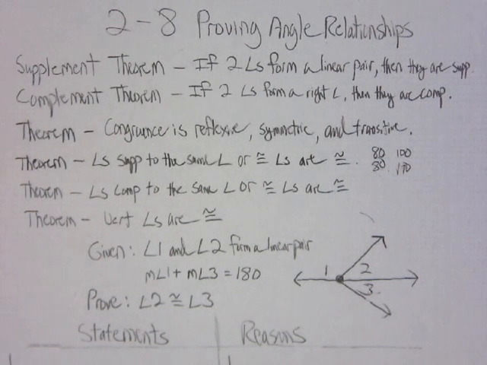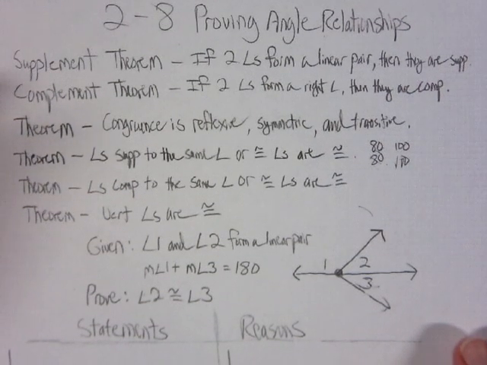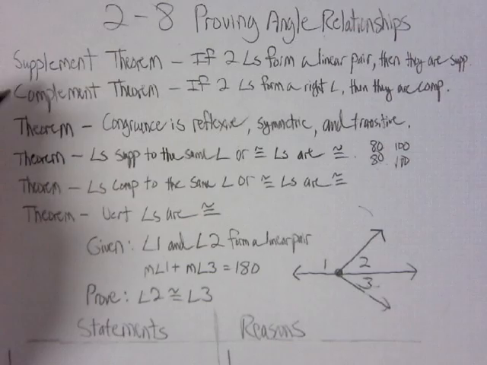Okay, in this section 2-8, we're looking at proving angle relationships. Last time we looked at proving segment relationships, so now we'll be proving different types of angle relationships. There are several theorems that we want to look at, and these will be used in our angle proofs. Some of them have names, some of them don't.